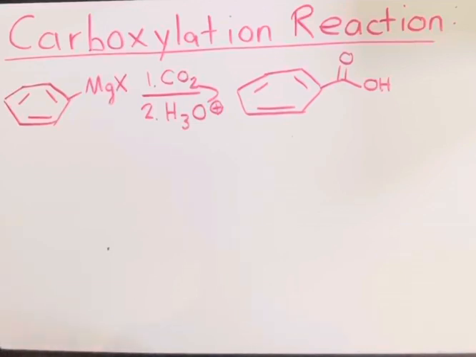Alright guys, so today we're going to talk about the carboxylation reaction. And this is where we have a benzene that has a Grignard reagent attached to it, which is represented by our MgX. And what we'll do is we'll react it with carbon dioxide, and then we'll react it with some type of acid. Now in this reaction we'll use hydronium ion, and what we'll get out of that is a benzene ring, which is still maintained, and then a functional group, which is our carboxylic acid.